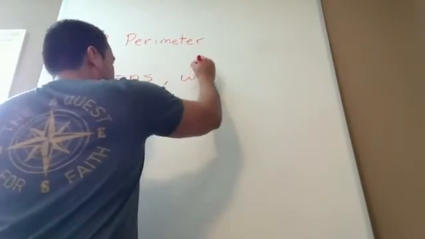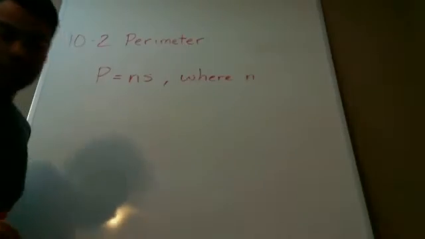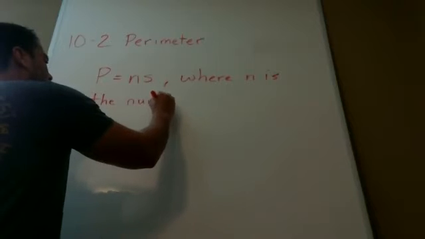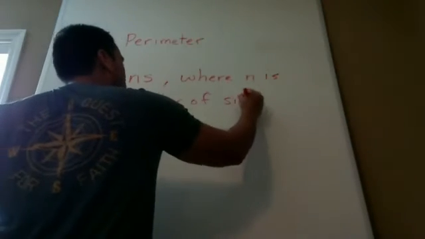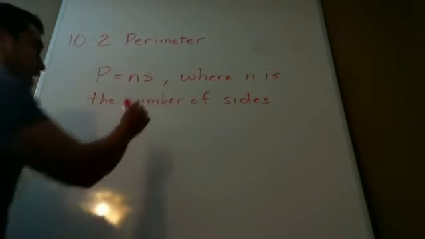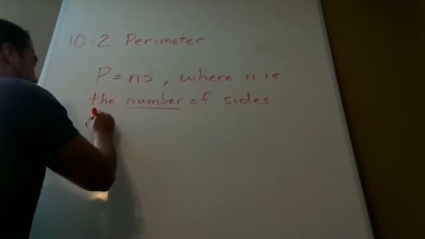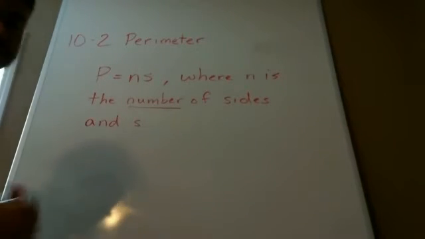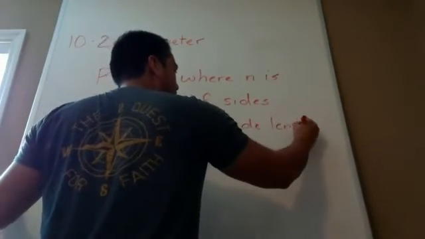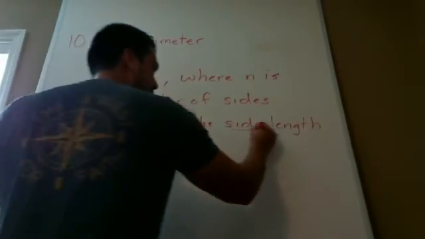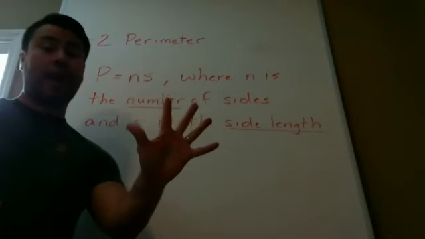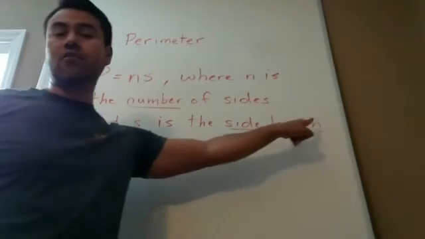And we're going to define some of these variables where N is equal to the number of sides. So n stands for the number of sides. So n is the number of sides. And S stands for the side length. So S is the side length. Okay? So N stands for the number of sides. Remember in the last problem, we had a pentagon, so 5 sides. And then S stands for the side length.